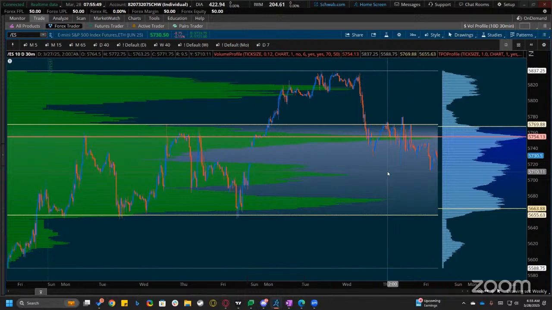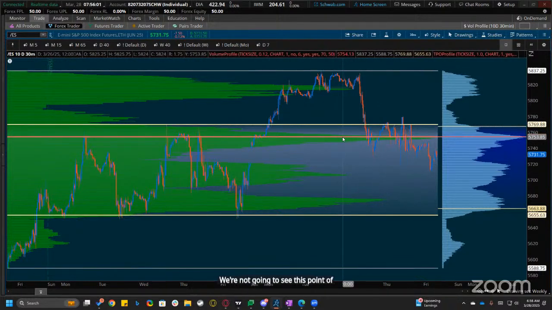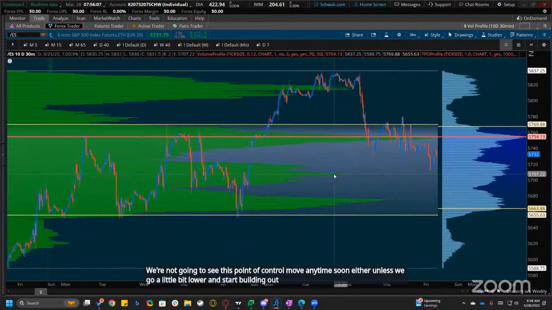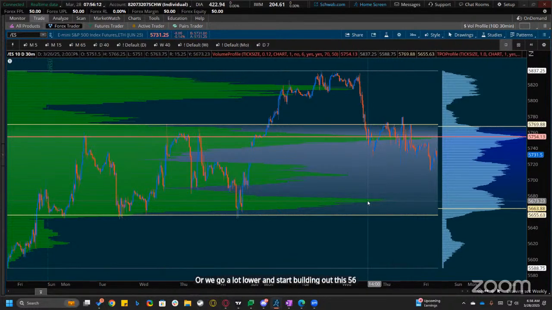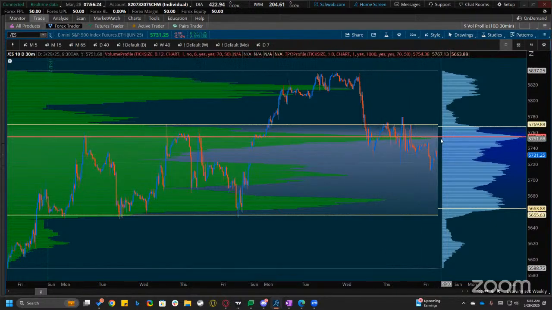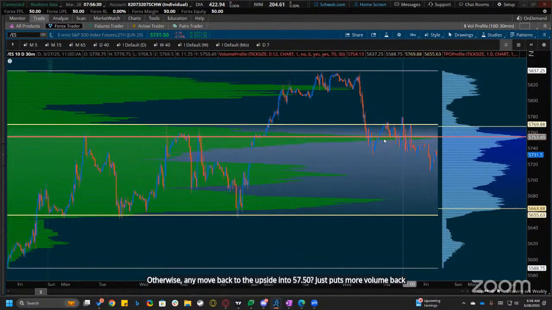The most that we have to offer here is that the point of control is over our head as a significant resistance, and we would have to get through that to do anything else. We're not going to see this point of control move anytime soon either, unless we go a little bit lower and start building out that 5,700 area, or we go a lot lower and start building out this 56.75 area. That would be the only thing that I could see that could move this point of control anytime soon. Otherwise, any move back to the upside into 57.50 just puts more volume back into the pool that would keep that there longer.